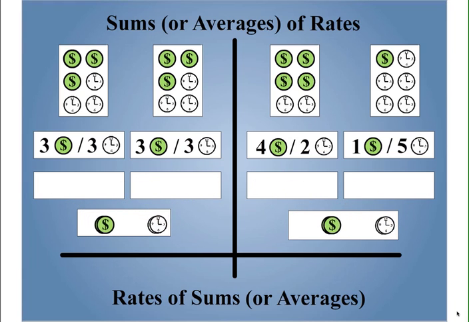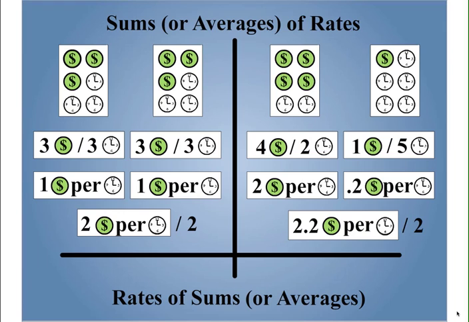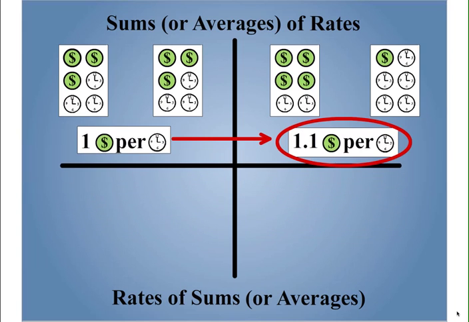Now, if we add or average these rates, then we see that the worker on the left averaged 1 bag of money per hour, whereas the worker on the right averaged 1.1 bags of money per hour. So, using this method, the worker on the right appears to have outperformed the worker on the left.